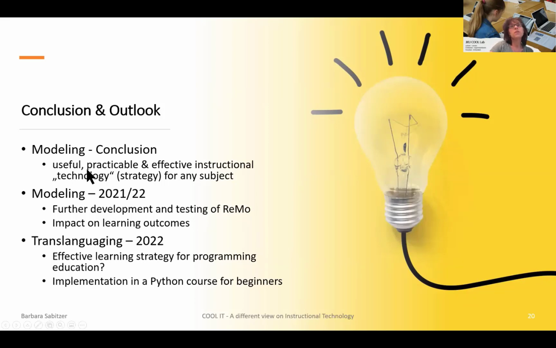On the one hand, we continue our work in modeling, which is really a useful, practical instructional technology or strategy. We will further develop our reference framework and test it in several contexts and situations. And we continue the work on the impact on learning outcomes. And in the summer term 2020, it is planned to investigate translanguaging as a learning strategy in a Python course for beginners at JKU. I thank you very much for your attention, and I'm open for questions.